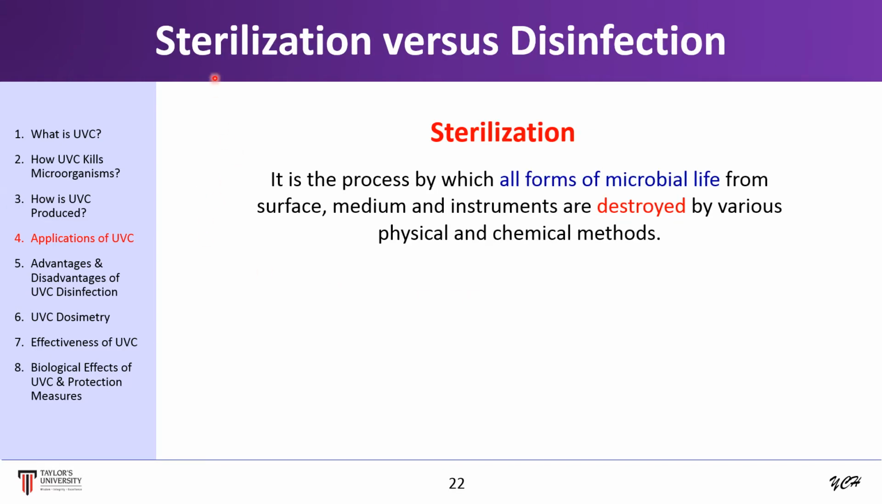So recently we've been using these terms a lot: sterilization and disinfection. And of course, these are two different terminologies with different meanings. Sterilization is the process by which all forms of microbial life from a surface, medium, or instruments are destroyed by various physical and chemical methods, such as radiation sterilization, heat sterilization, or even using chemicals such as ethylene oxide.